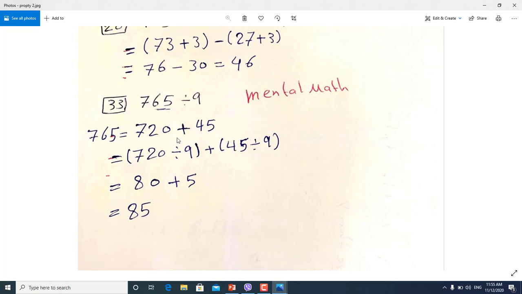Okay, and when you make it into two numbers, these two numbers will be divided by 9: 720 divided by 9, also 45 divided by 9. So 720 divided by 9, we have 0. We said that when you have 0 in divide or multiply, it will be easier to write it first. So we put down this, and 72 divided by 9, it's 8, because 8 times 9 it's 72. And 45 divided by 9 it's 5. After that 80 plus 5 it is 85.